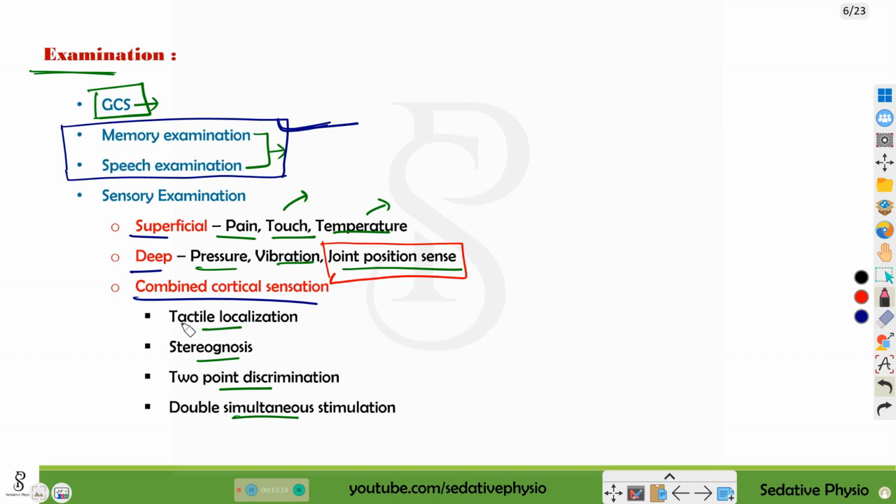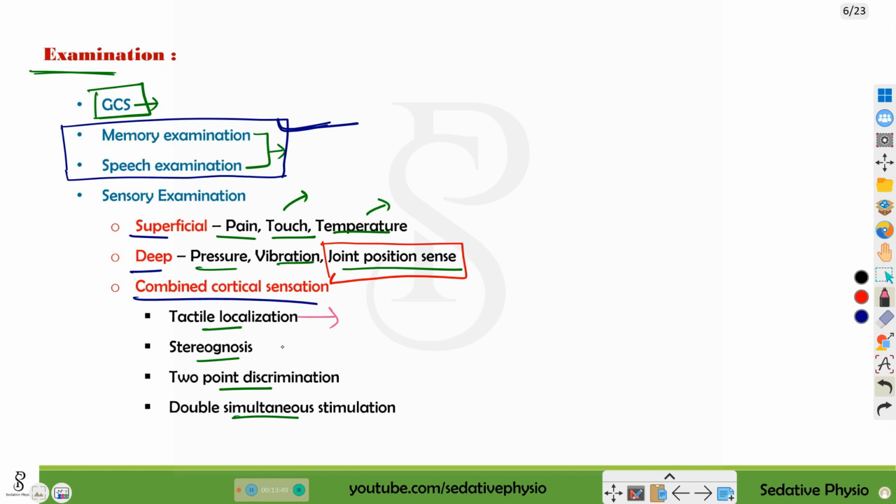Now let's come to the combined cortical sensation. Here in the tactile localization we will close the eyes of the patient again and we will touch the skin of the patient, and then we will ask for the location of the touch. If the patient is able to identify and describe the location of the touch, then the combined cortical sensation is very fine, there is no issue with it. If the patient fails to do so, then there is an issue with the combined cortical sensation, especially tactile localization.